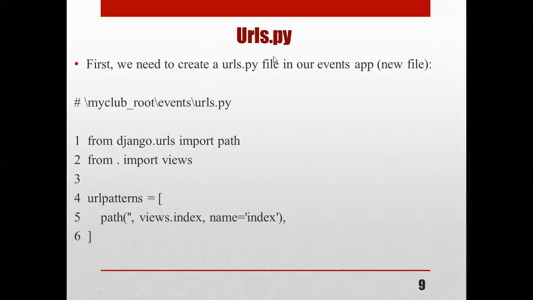So here you can see urls.py. First we need to create a urls.py file in our events app. That is a new file. This file is present in my_club_root/events/urls.py. It consists of from django.urls import path, because we are going to use that path function, and from . import views. It consists of urlpatterns, and in urlpatterns we are going to use the path function. See path, views.index, name equals index.